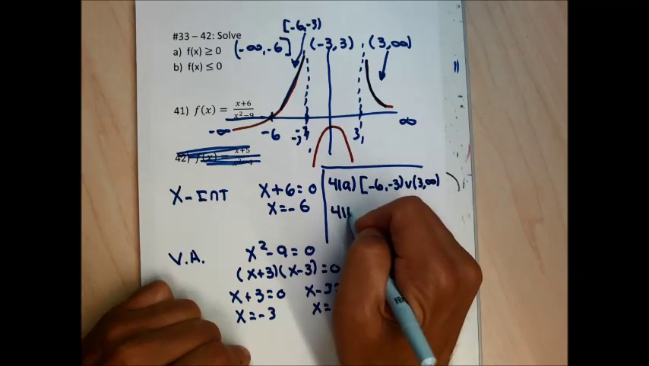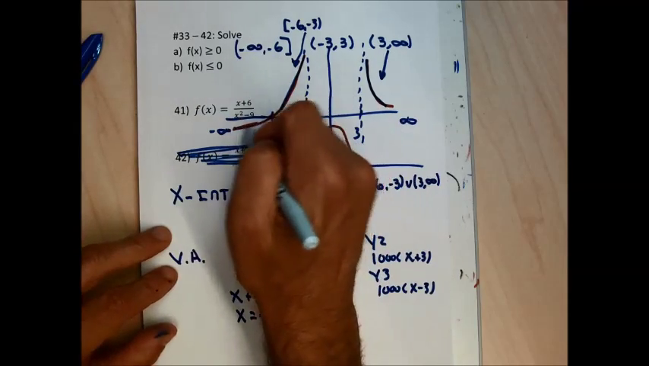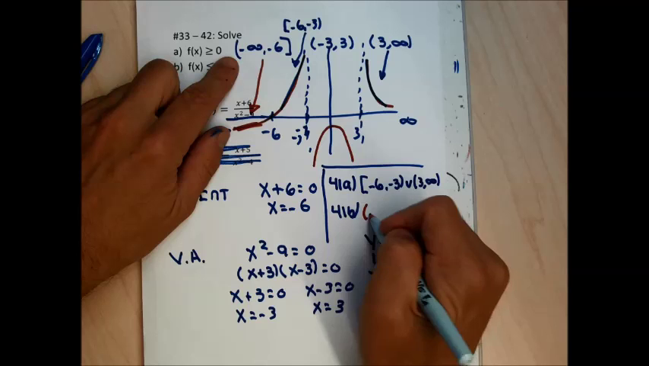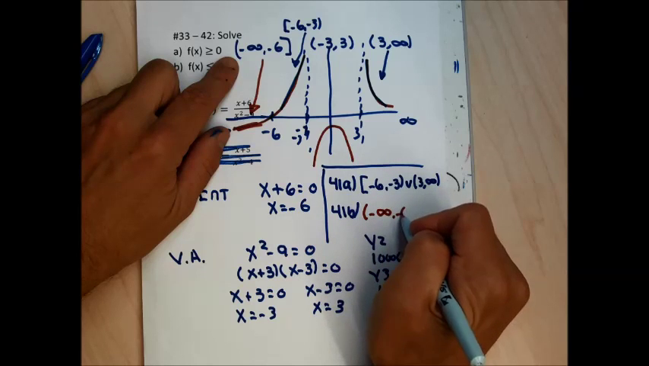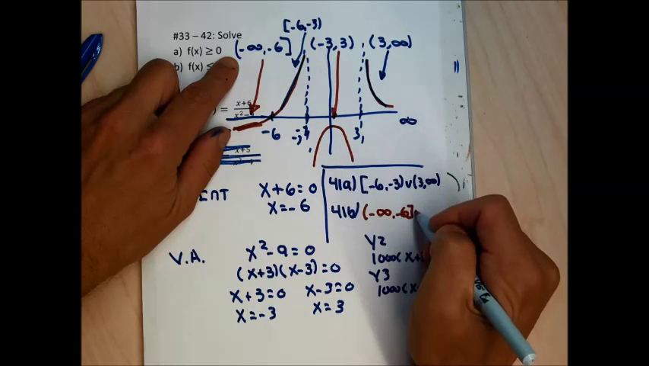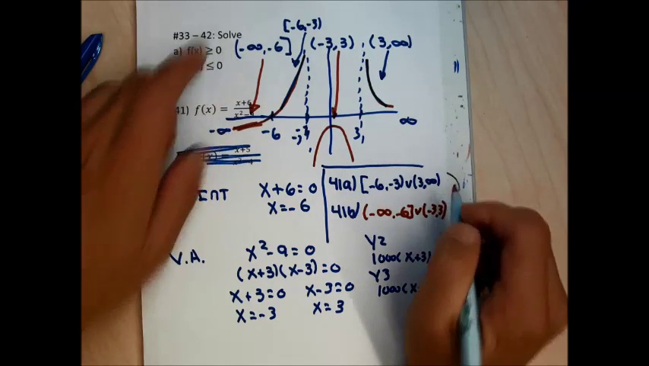My answer to part B needs the regions where the graph is beneath the x-axis. This interval right here, the graph is beneath the x-axis. That corresponds to negative infinity to negative 6. And that region right there, which corresponds to negative 3 to 3, the graph is also beneath the x-axis.